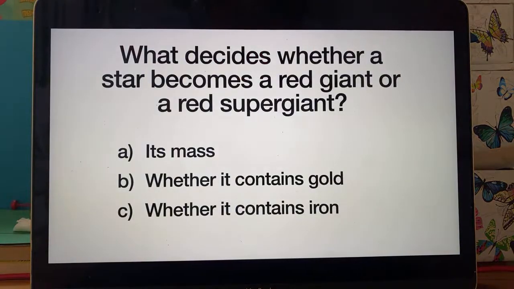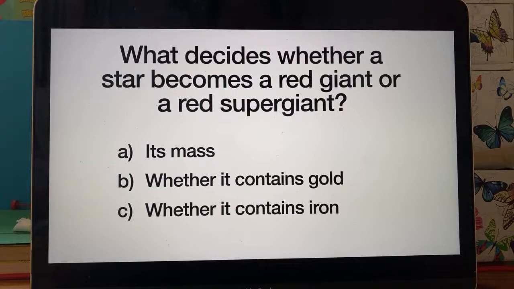And finally, what decides whether a star becomes a red giant or a red supergiant? Is it A, its mass, B, whether it contains gold, or C, whether it contains iron? What is it that decides whether a star becomes a red giant or a red supergiant? Red supergiants being bigger and brighter than red giants. And red supergiants, of course, doomed to die and become neutron stars or black holes.